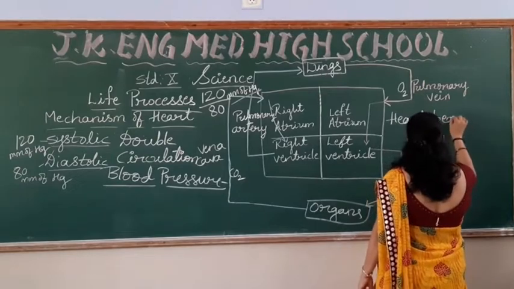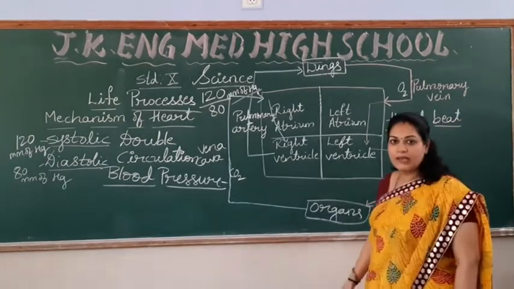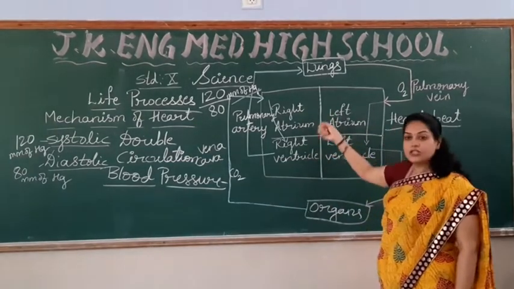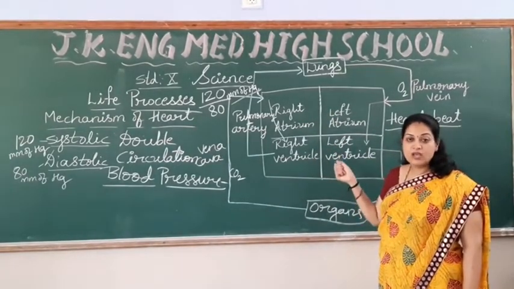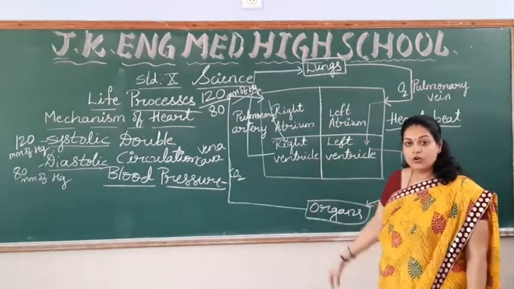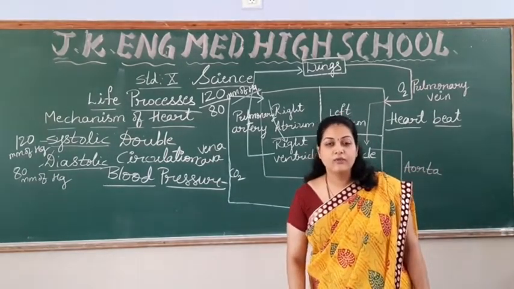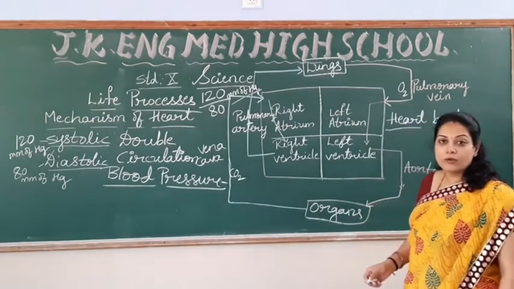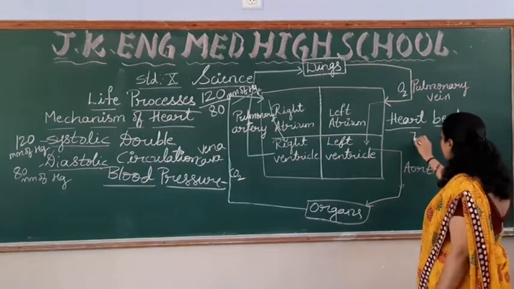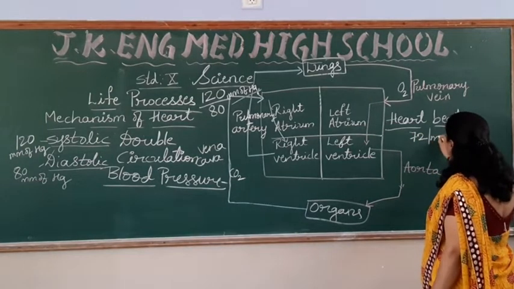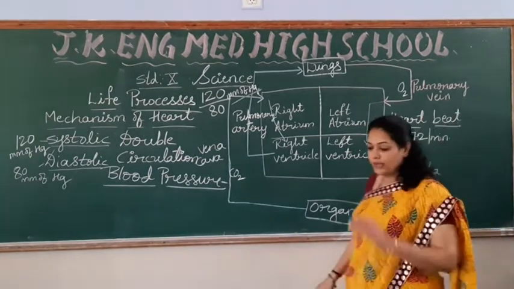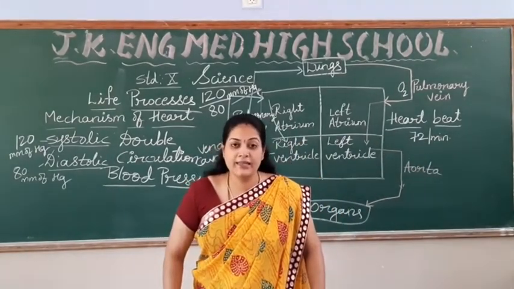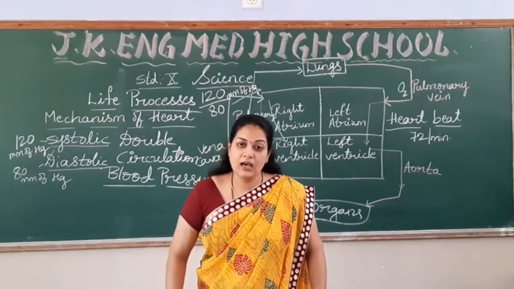I think you might have heard heartbeat in your day-to-day life. Yes, what is heartbeat? Contraction and relaxation of the heart chambers, we'll call it a heartbeat. How much should be the heartbeat of a normal healthy person? It should be 72 times per minute in a normal healthy adult person. So that is the heartbeat.